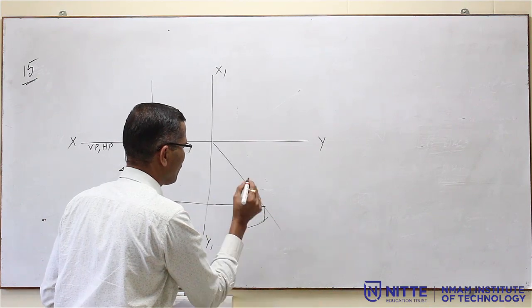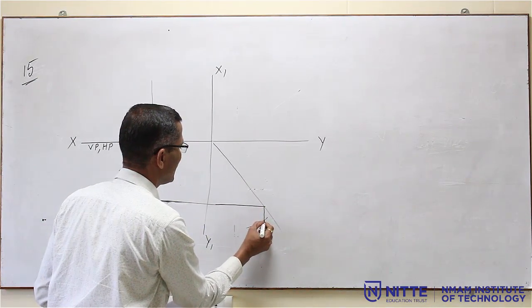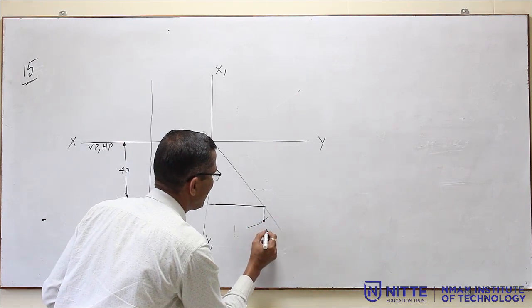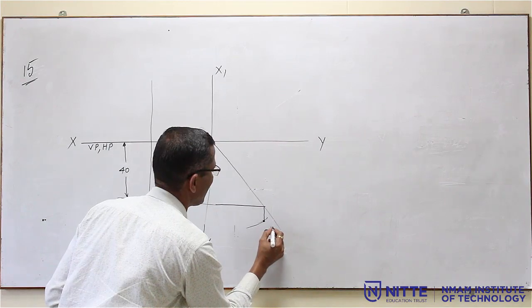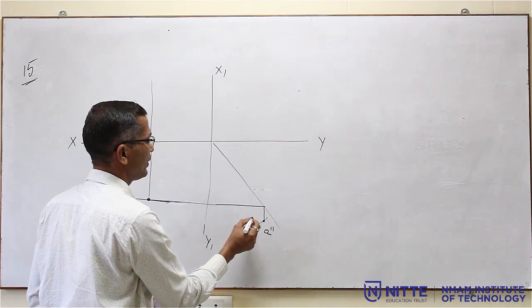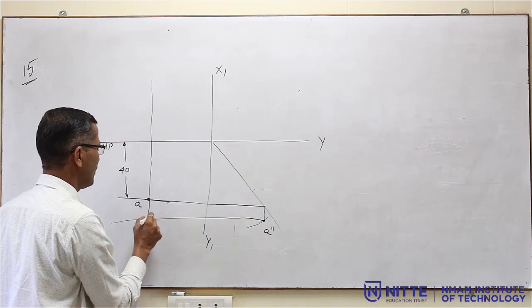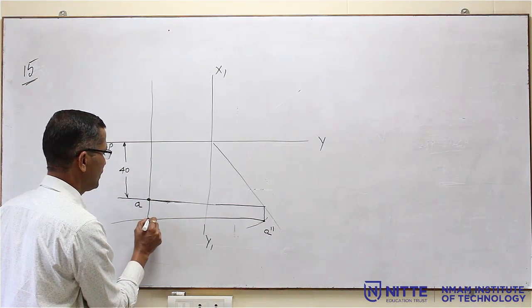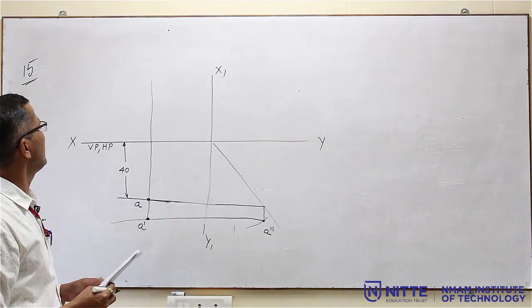Then drop it vertically down. So this line will intersect with the arc. So this becomes the A double dash. Now you move like this and project it down. This becomes A dash. So once again I will explain.